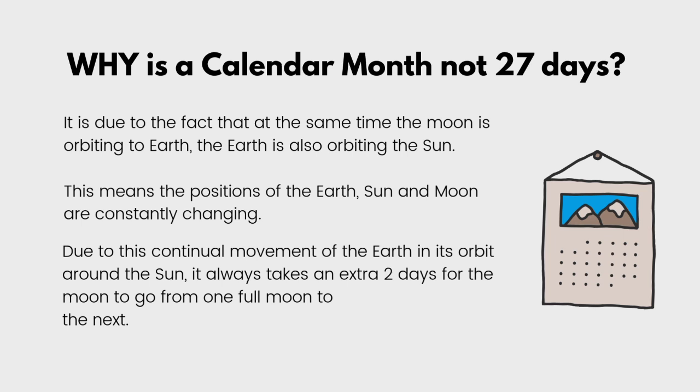It's due to the fact that at the same time the moon is orbiting the Earth, the Earth is also orbiting the sun. This means the positions of the Earth, sun and moon are constantly changing. Due to this continual movement of the Earth in its orbit around the sun, it always takes an extra 2 days for the moon to go from one full moon to the next.